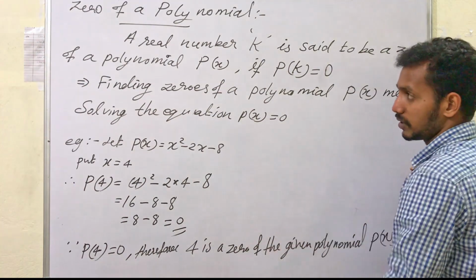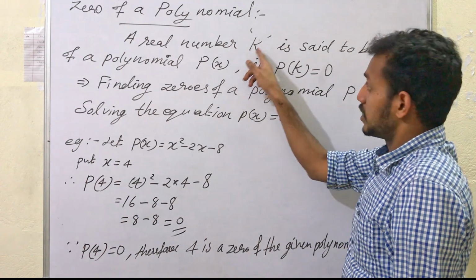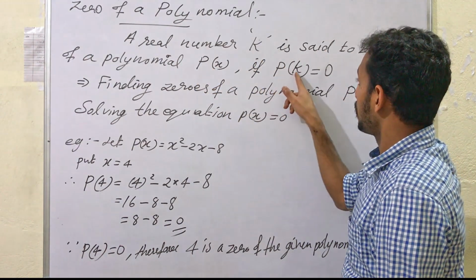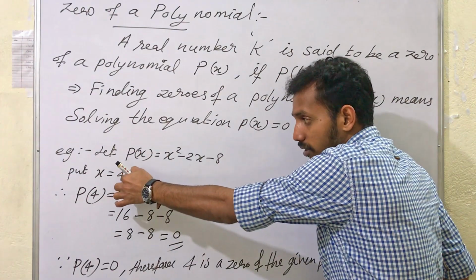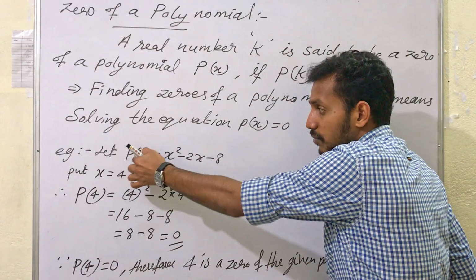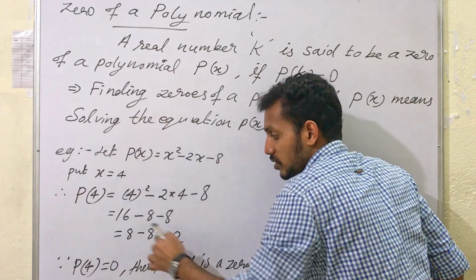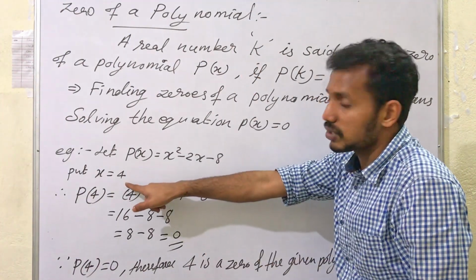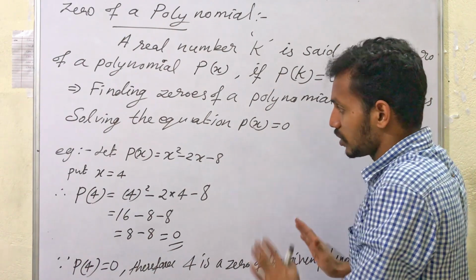Clear? That is very important. That is what the definition says: a real number k is a 0 of the polynomial p of x if p of k is equal to 0. Here the real number 4 is the 0 of the given polynomial p of x because p of 4 is equal to 0. That is a necessary condition for a real number to be said to be a 0 of the given polynomial. It's a very important concept to learn.